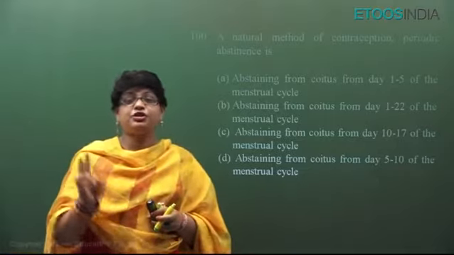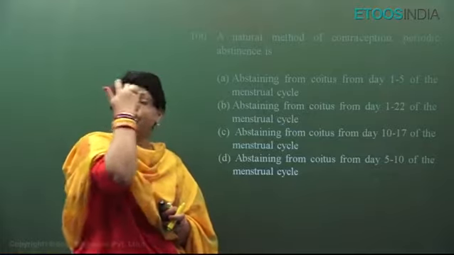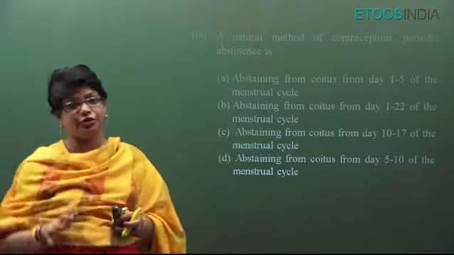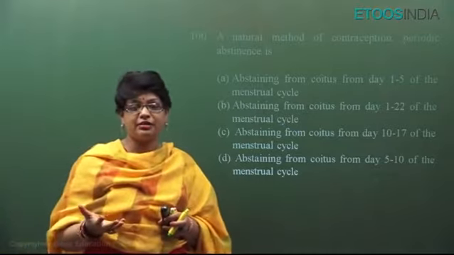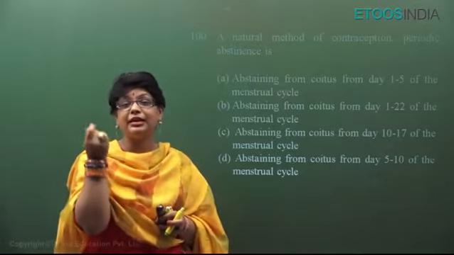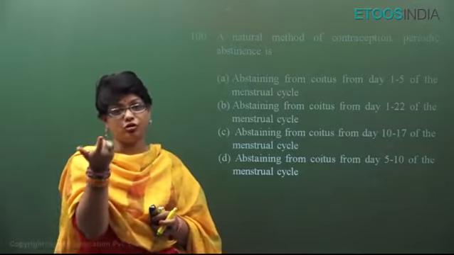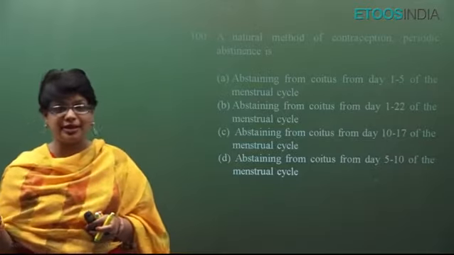The second method we have learned is the withdrawal method. In this, the penis is withdrawn from the vagina before ejaculation. Again, a lot of willpower is required, and even pre-ejaculatory semen contains some sperm, so pregnancy can still happen.